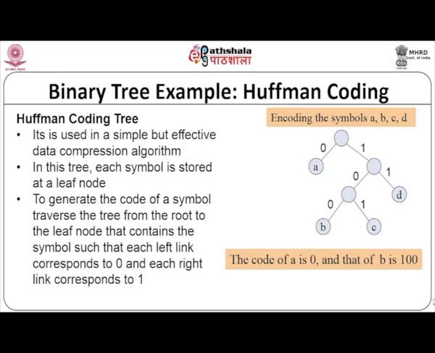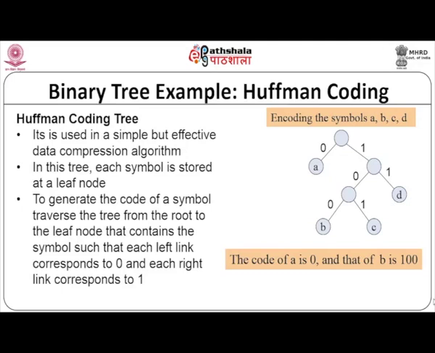Now, this is generated automatically. If you want to have an effective Huffman code, you have to see that the symbols that are less frequently occurring are at the lowest depth, and the symbols that are more frequently occurring occupy the top levels.